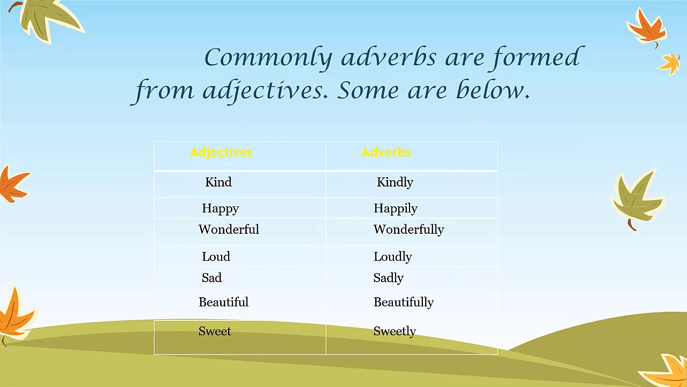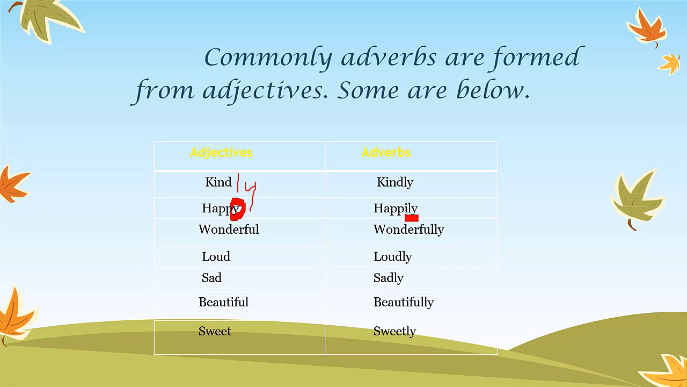Now, here we have a couple of words. Common adverbs are formed from adjectives. Some are below. When you want to make an adverb from an adjective, you add ly. So the adjective kind becomes kindly. What do you add? You add ly. Then happy, happily: you change the y into i, and then you add the ly.